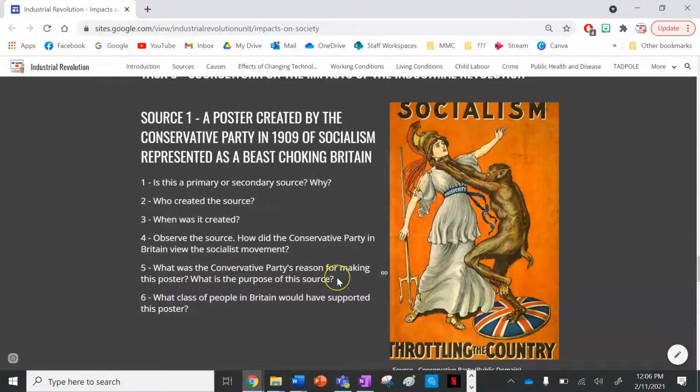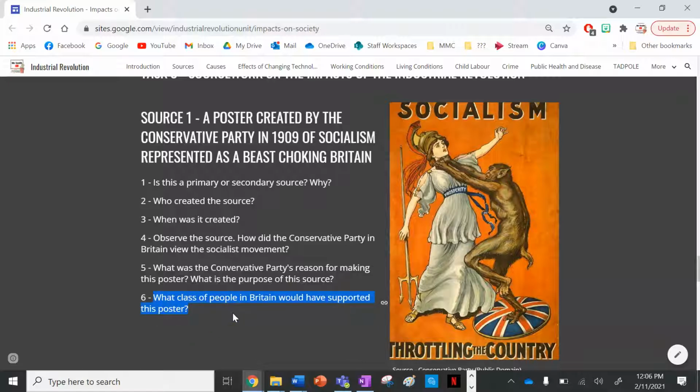What is the purpose of this source? So their purpose for making this source is to scare people into what could be the consequences of socialism. So if we move to a more socialist society instead of a very extreme laissez-faire capitalist society, it could be really threatening. It's very dangerous and very scary. So it was really a scare tactic to try and keep society the way it was. Number 6, what class of people in Britain would have supported this poster? So of course the working class.